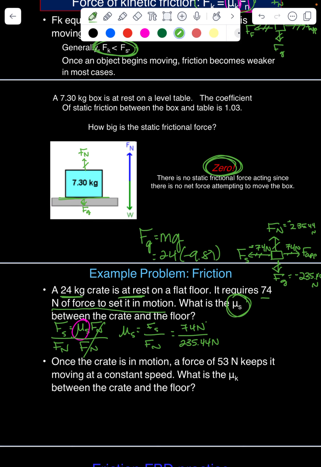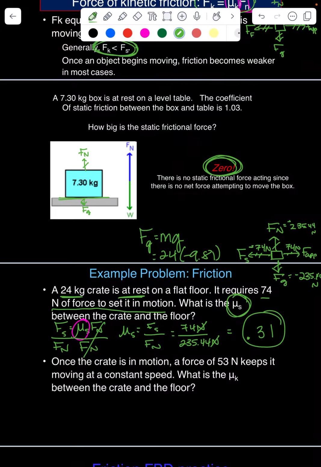Notice that we have newtons on top and newtons on bottom, so they cancel out. We are left with 0.31. So our coefficient of static friction is 0.31. Remember, this does not have a unit. We just saw why it doesn't have a unit. And then we know it's a scalar quantity. So no direction, no unit.